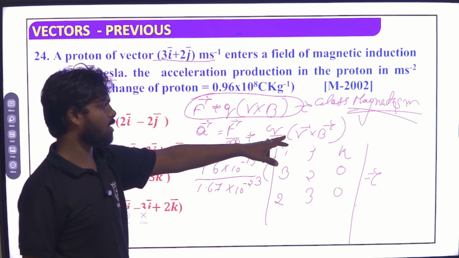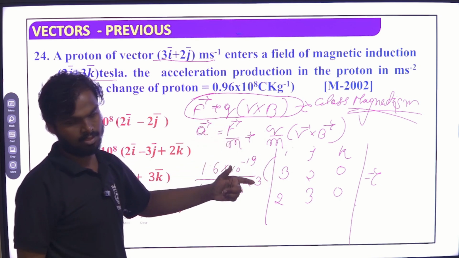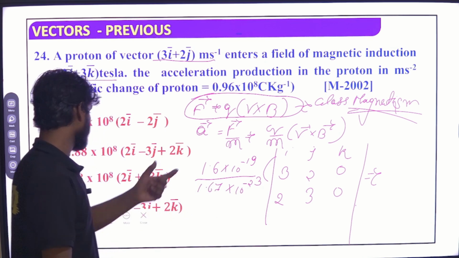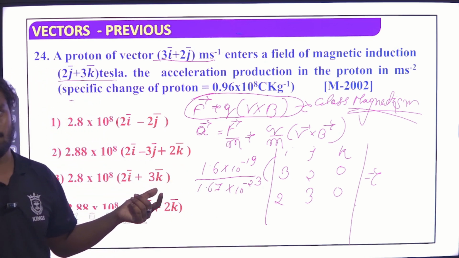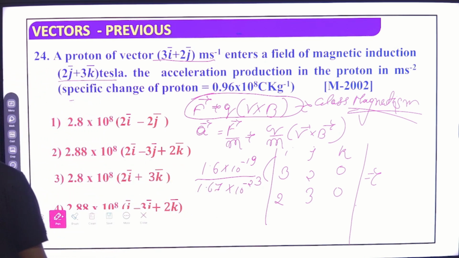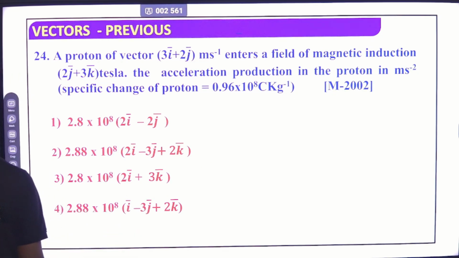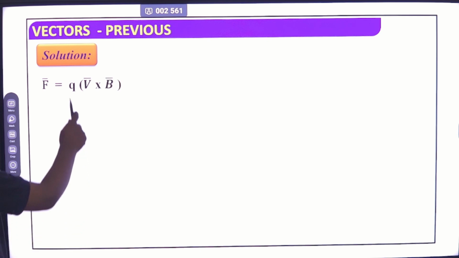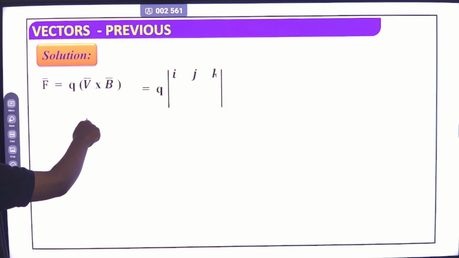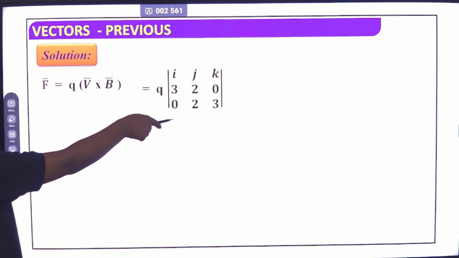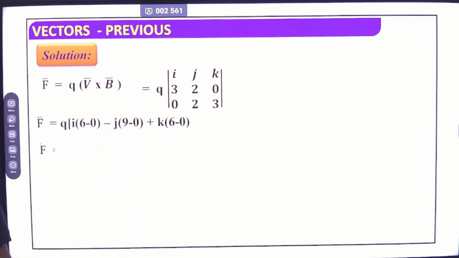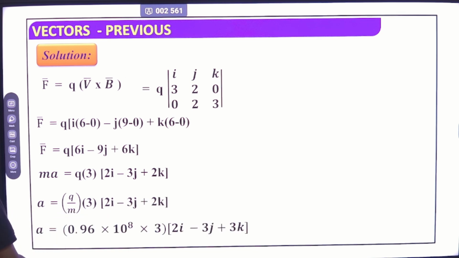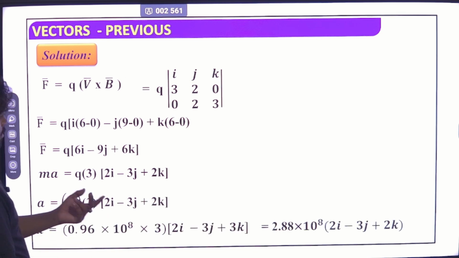How to calculate V cross B? I told you the determinant method. Whenever there is a cross product, you go for the determinant method. Calculate that value, put it here, and you will get the acceleration of the particle. Clear? That is the same thing he has done here also, and in the solution you will get the same thing. Let's see. Yeah, force is equal to Q into V cross B. Then they have calculated this in the same method, divided by mass, and they have got the same value.